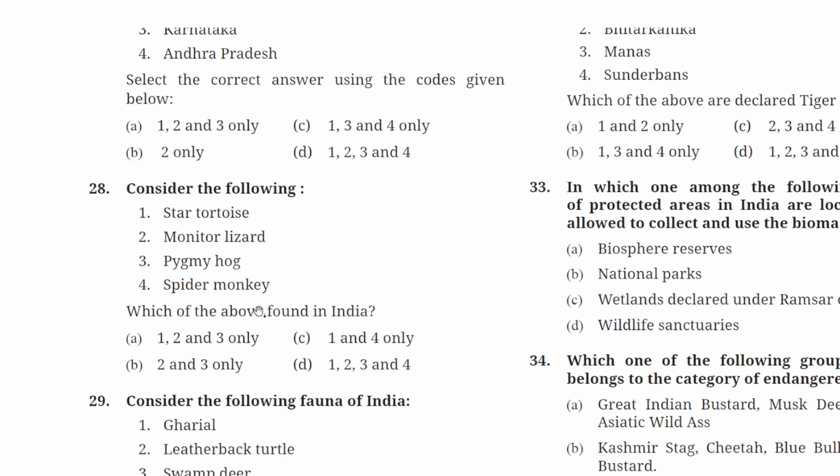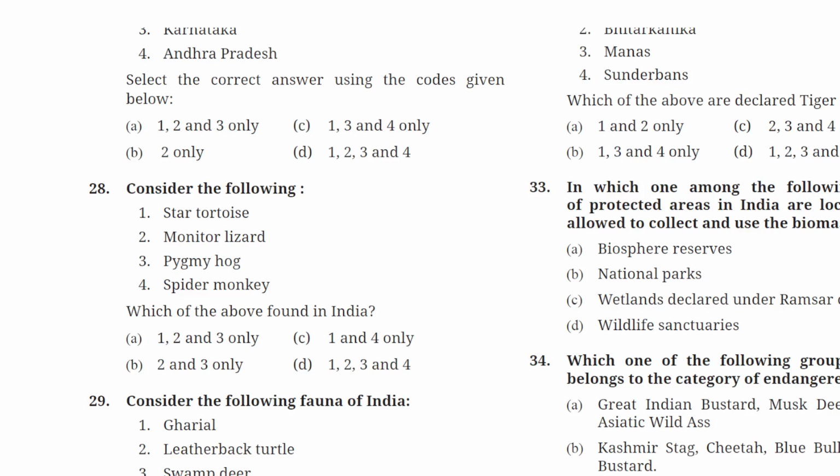Okay. The Indian star tortoise, also called Geochelone elegans, is a species of tortoise found in dry areas and scrub forests in India, Pakistan, and Sri Lanka. Monitor lizards are large lizards in the genus Varanus. They are native to Africa, Asia, and Oceania, but are now also found in the Americas as an invasive species. A total of 79 species are currently recognized.